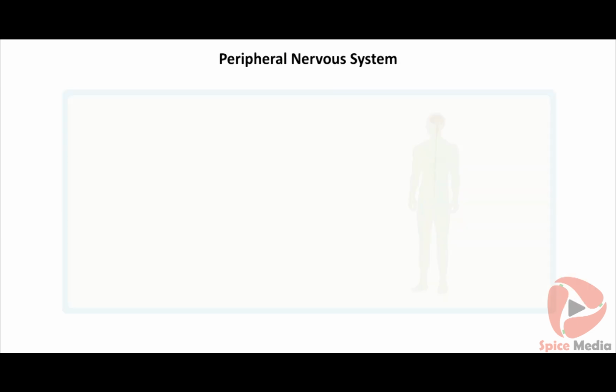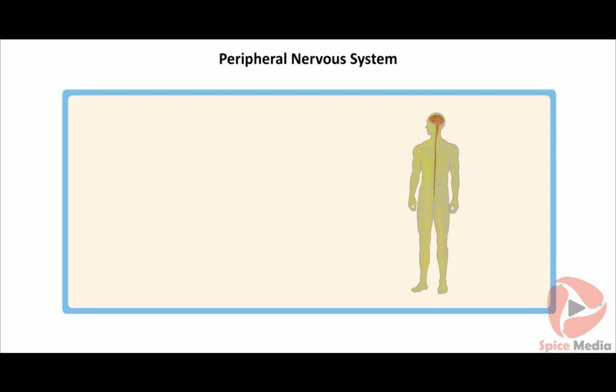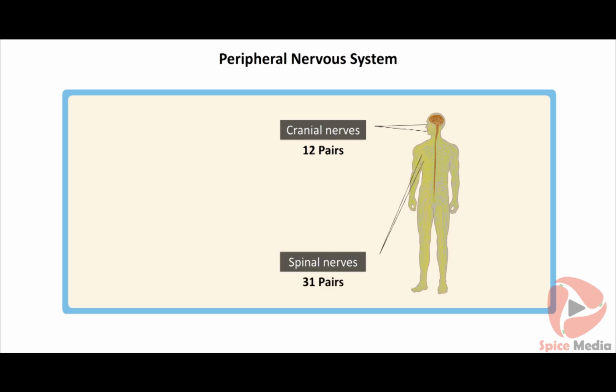Let us talk about the peripheral nervous system. All the nerves that arise from the brain and spinal cord are the components of the peripheral nervous system. The peripheral nervous system consists of 12 pairs of cranial nerves and 31 pairs of spinal nerves. Altogether, there are 43 pairs of nerves.